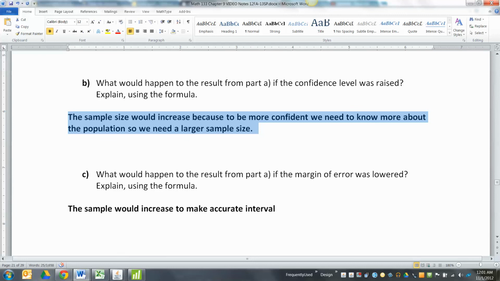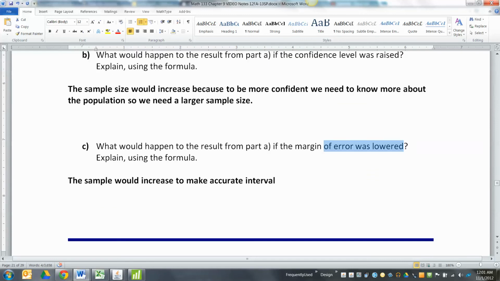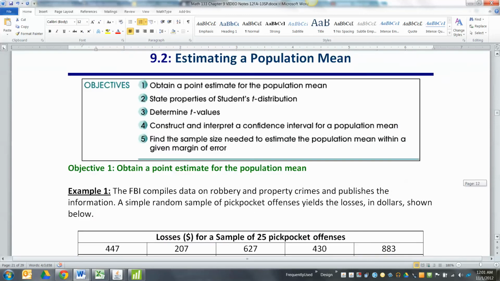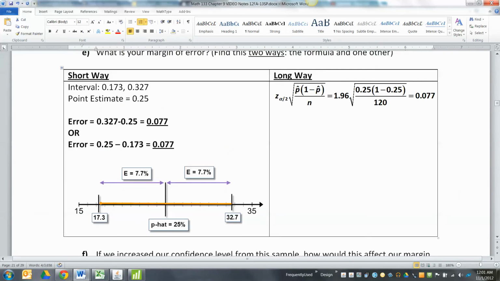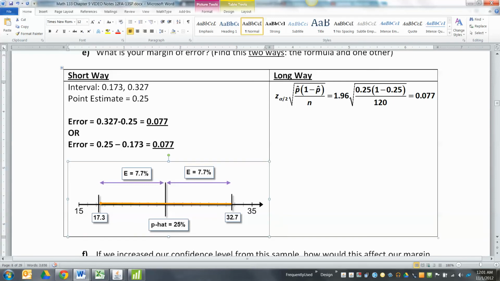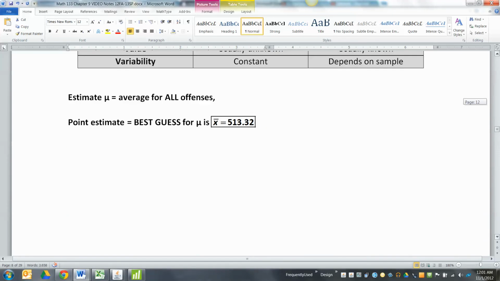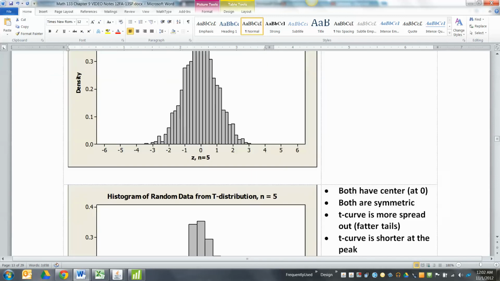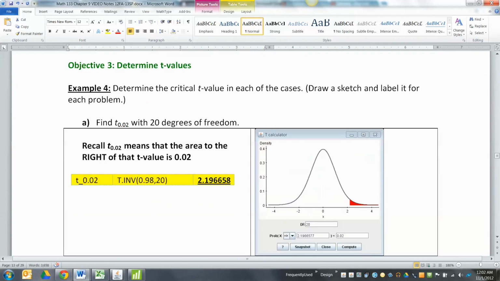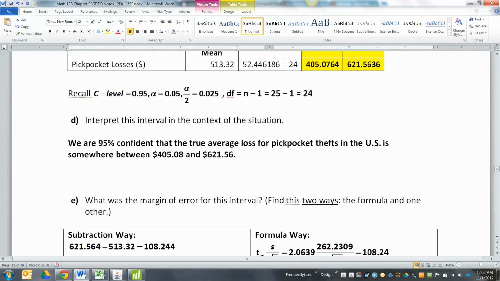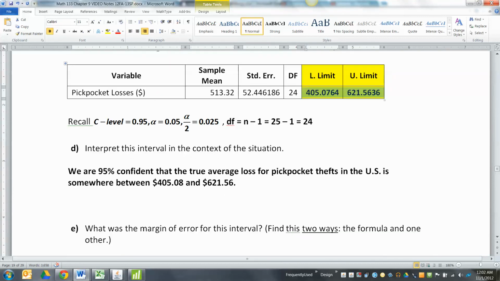All right. What would happen to my result if I lower my margin of error, right? So if you're lowering your margin of error, that means that you're shrinking the size of your interval, right? You're making it so your interval is smaller from side to side. Well, if you do that, you're basically increasing your accuracy. You're saying, hey, I know that it's between the two values we had before of $405 to $621. It's a huge range. So I'm saying shrink that. Say it's between like $450 and $575.